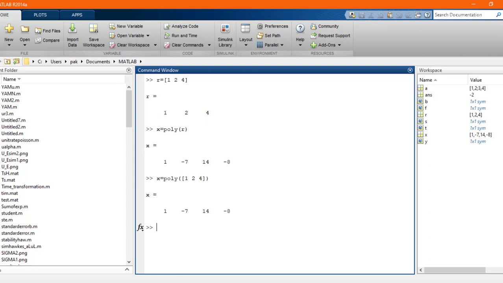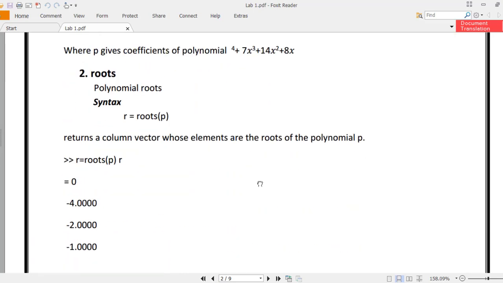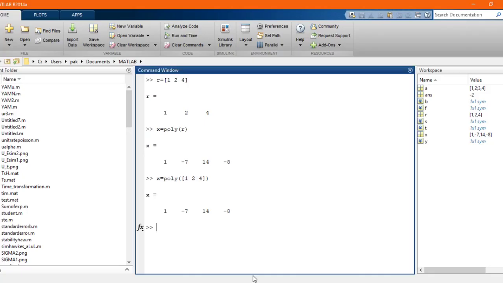In the same way we'll move toward the roots command. The roots we get through the roots command exactly. R is equal to roots. So let's move with them. This is the polynomial X that we have extracted from our previous task. Now if we want to have roots from it, C is equal to roots of X.